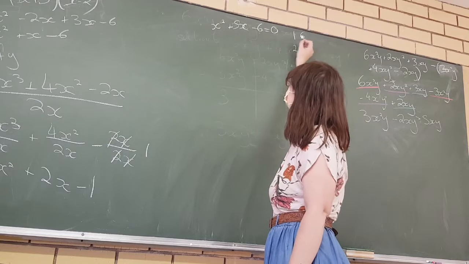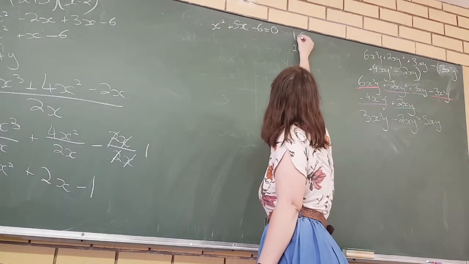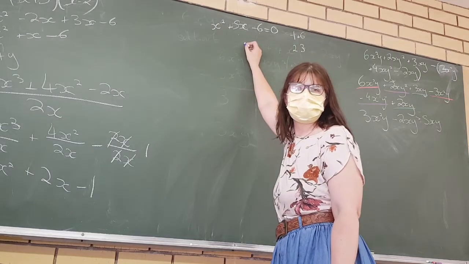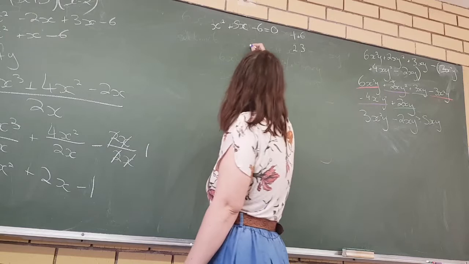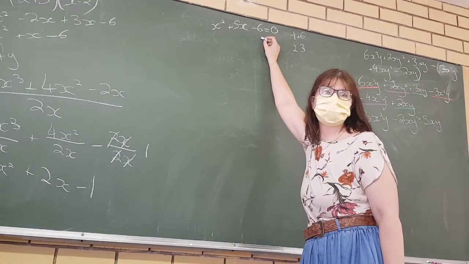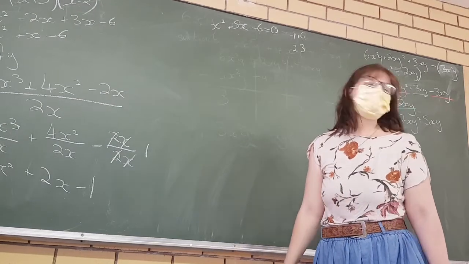Can I use 1 and 6 to make 5? Yes. So I say plus 6 minus 1, and that gives me 5. And if I say minus 1 times 6, will that give me minus 6? Yes. Minus 1 times 6 gives me minus 6.